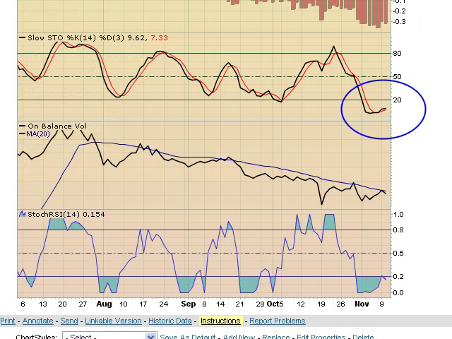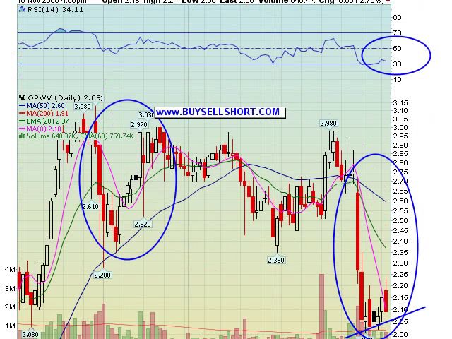Quick mention on on-balance volume as well. On-balance volume is essentially a way of saying whether people are accumulating the stock or getting rid of the stock. Right here, looking at this one, it shows that they're getting rid of the stock slowly over the last couple of months. But anyway, let's jump back in here to OPWV.